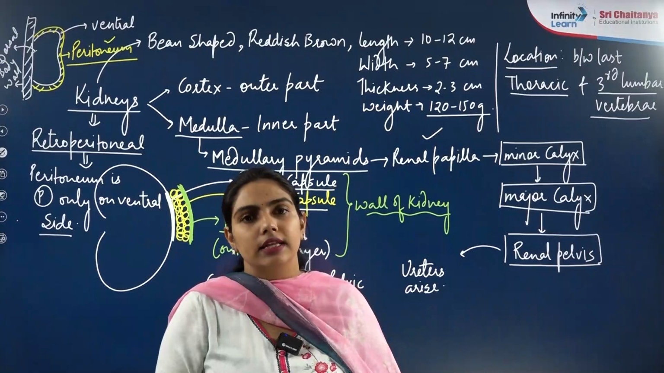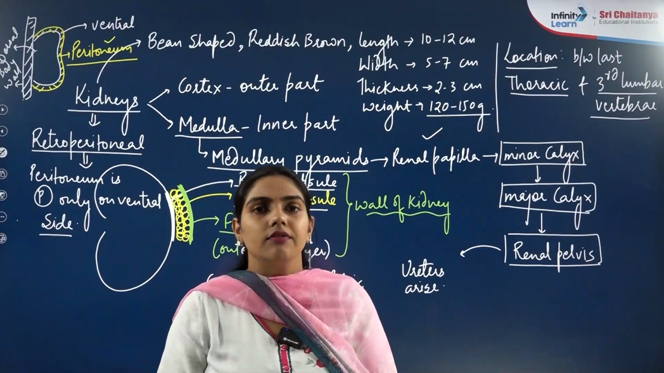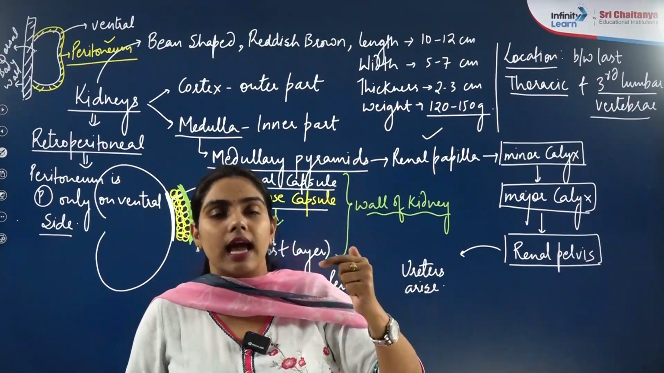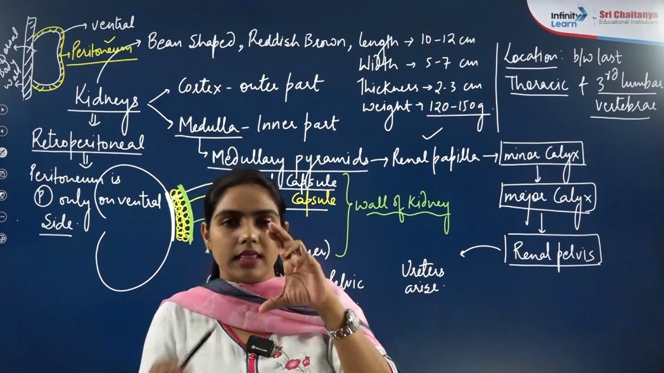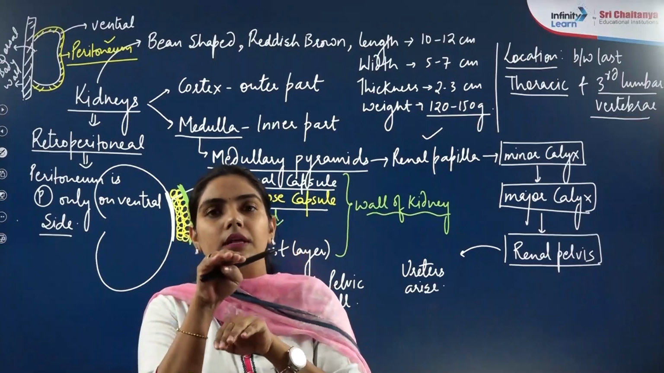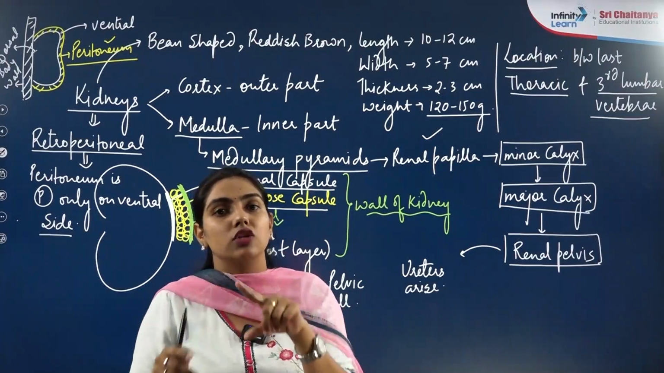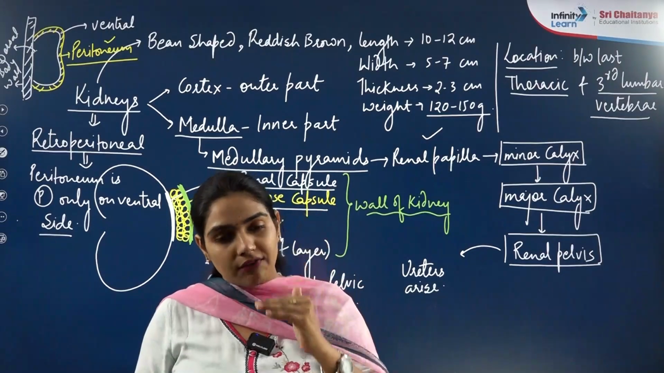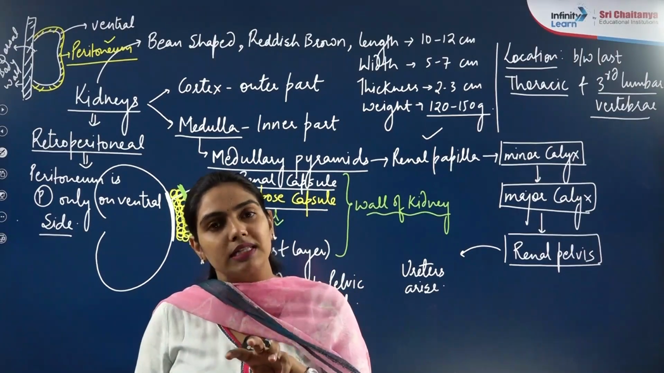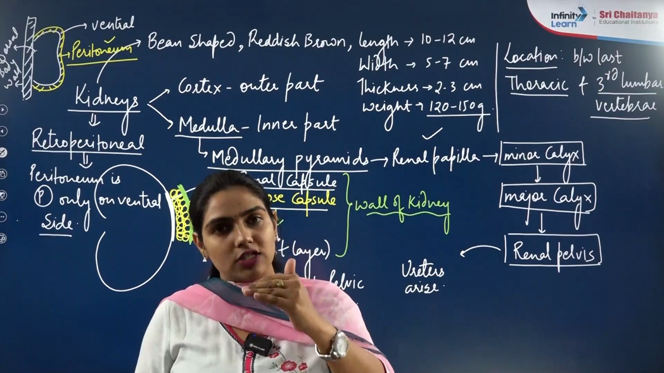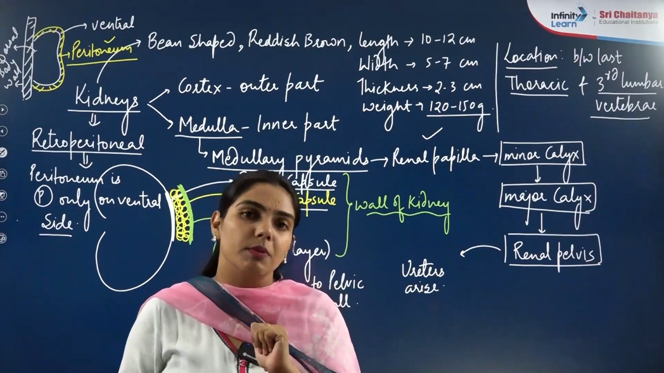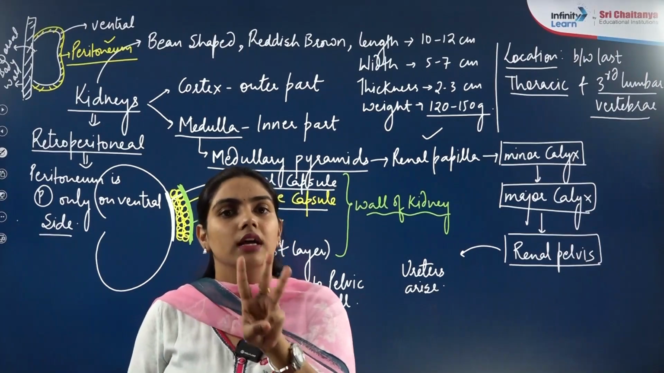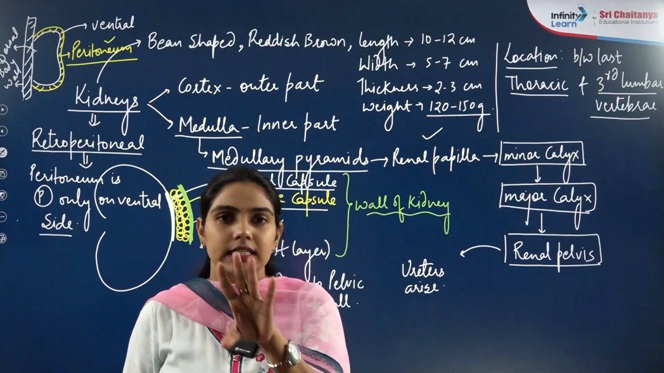The dimensions, length, width, thickness, and we have understood the location. They are present between the last thoracic and third lumbar vertebra. Last thoracic, how many total thoracic vertebrae are present? 12. So, after thorax, the kidneys will be present in the abdomen. So, after the last thoracic vertebrae, the kidneys will be present up to the third lumbar vertebrae. Total 5 lumbar vertebrae are there.